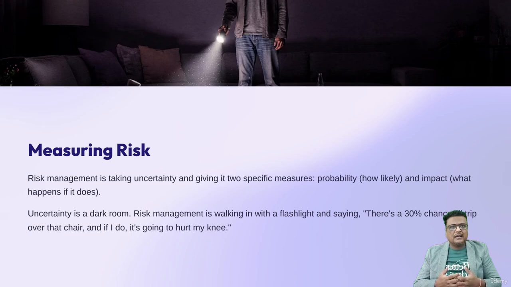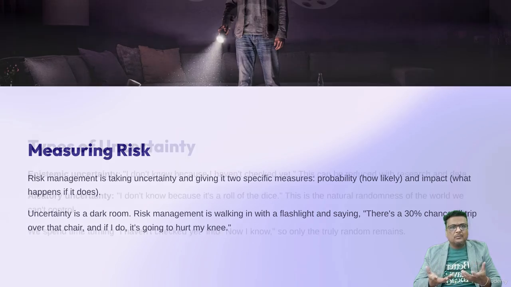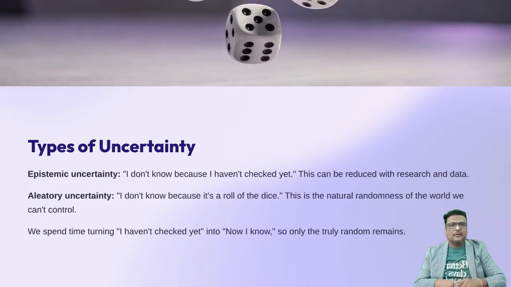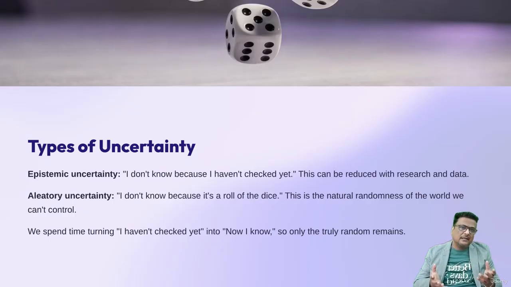Well, that brings us right into our next step, which is looking at the different types of "I don't know." Let's break this down together, because we need to talk about the source of the fog. Sometimes it's because we lack data, that's epistemic uncertainty. Other times it's just the natural randomness of the world, what we call aleatory uncertainty. In simple terms, one is "I don't know because I haven't checked yet," and the other is "I don't know because it's a roll of the dice."